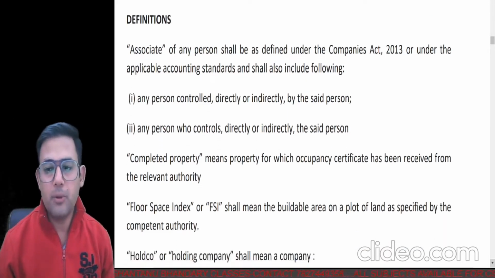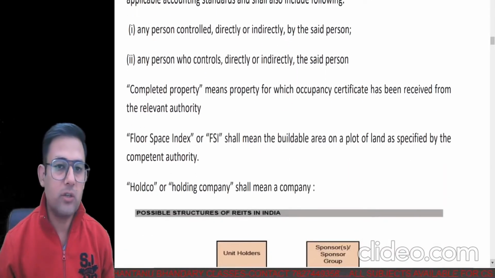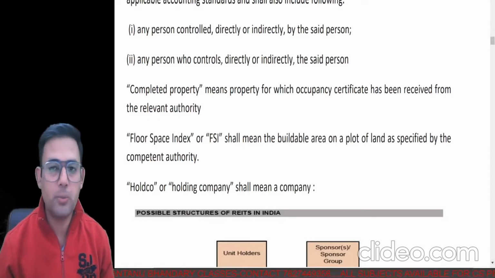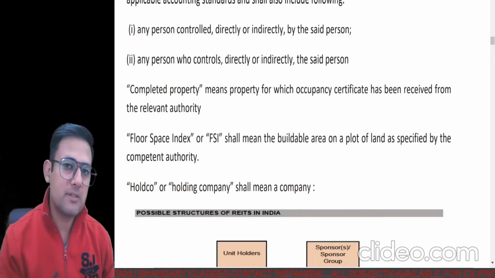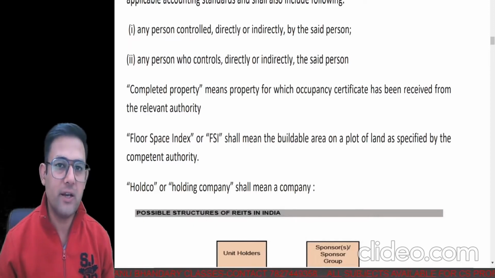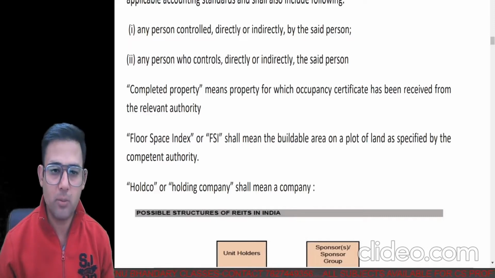Now, a completed property is a property which has received the NOC, no objection certificate, or an OC, which is an occupation certificate, meaning it is perfectly okay to commence business or for people to come and reside. So that will be called a completed property.